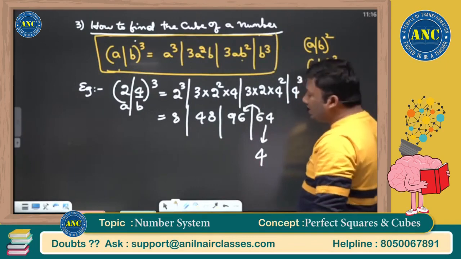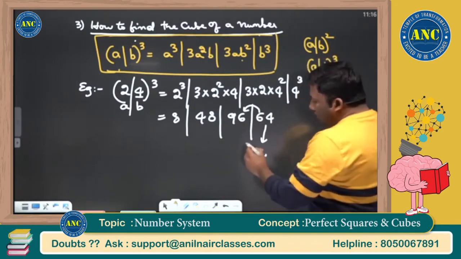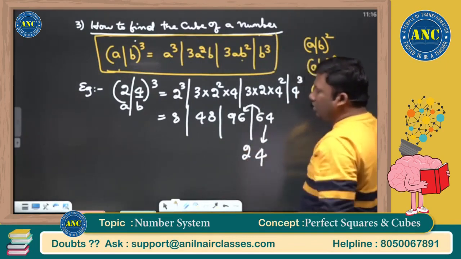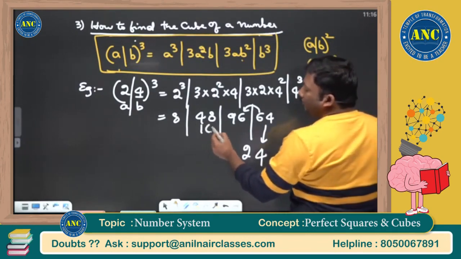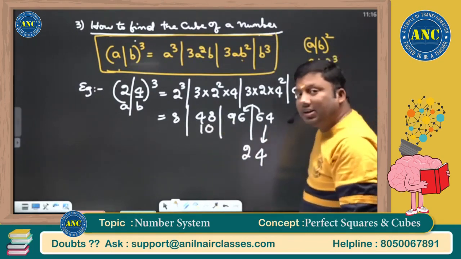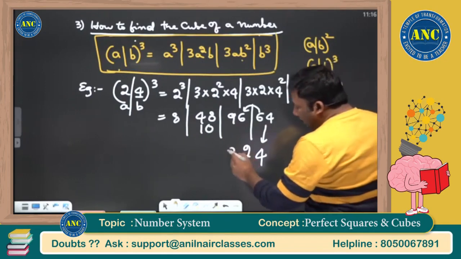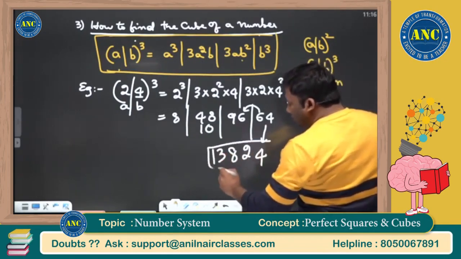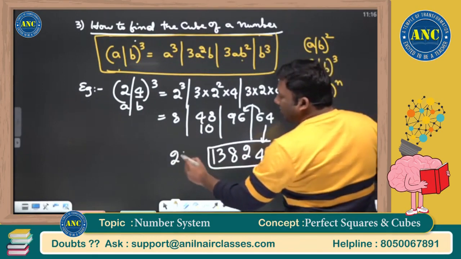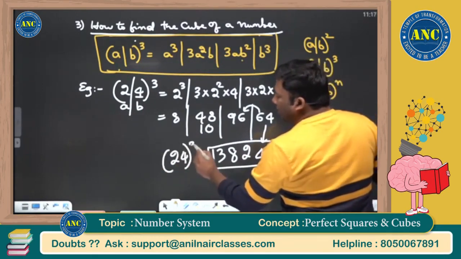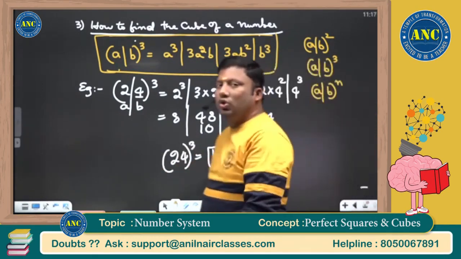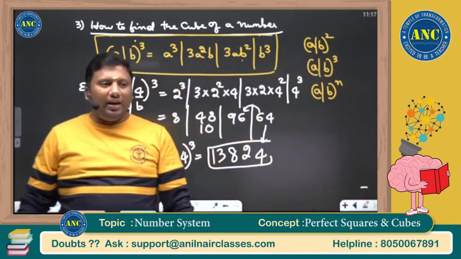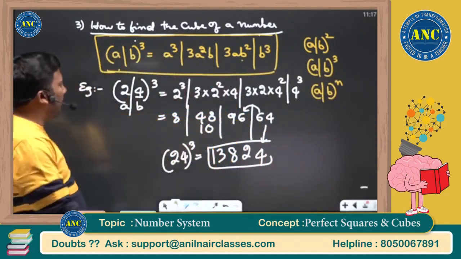What is 96 plus 6? 102. 102, what is the unit digit? 2. 10 carried. What is 48 plus 10? 58. 8. 5 carried. 8 plus 5, 13. 24 whole cube is nothing but 13824. Again, I am repeating it, sir.